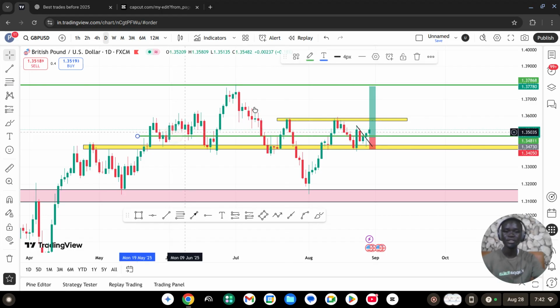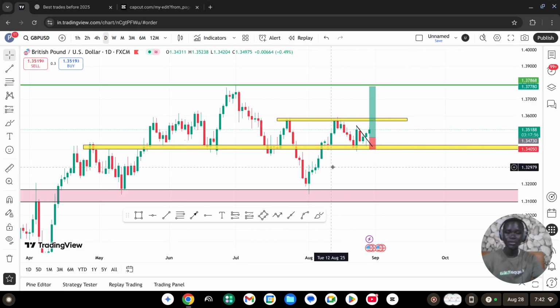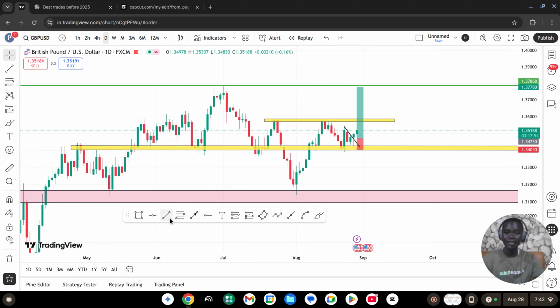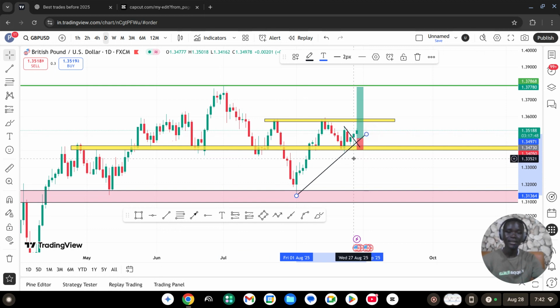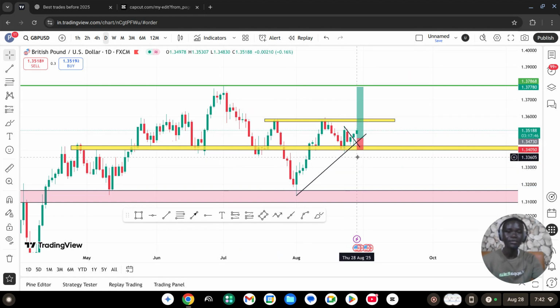Let me first remove this one. I talked about GBPUSD, guys. The way I always enter is pretty simple. I always draw a major trend line where the market comes and taps before going. This is how I draw.